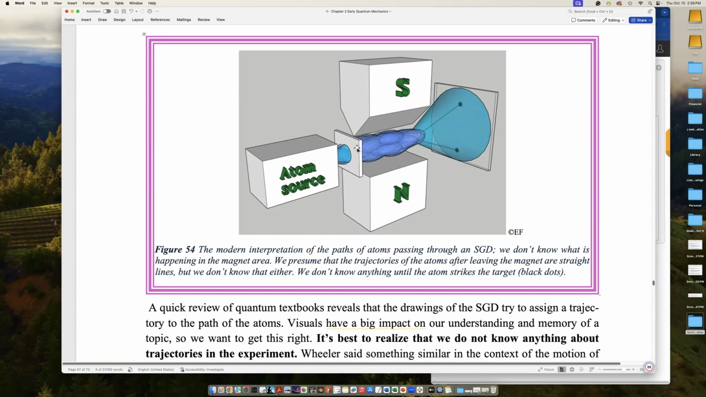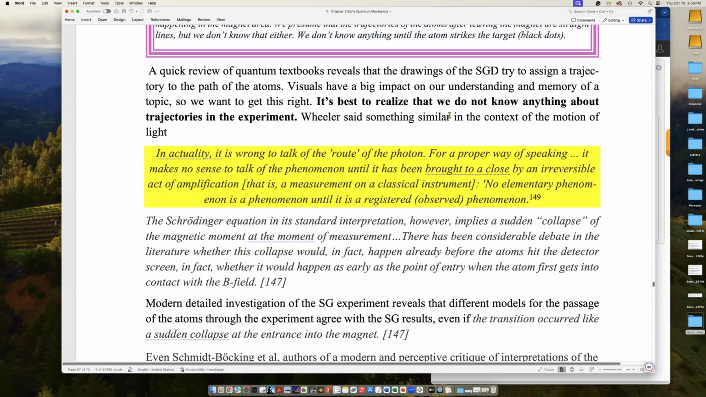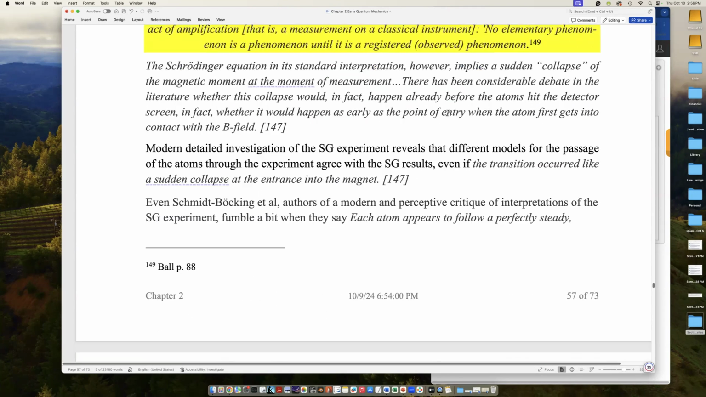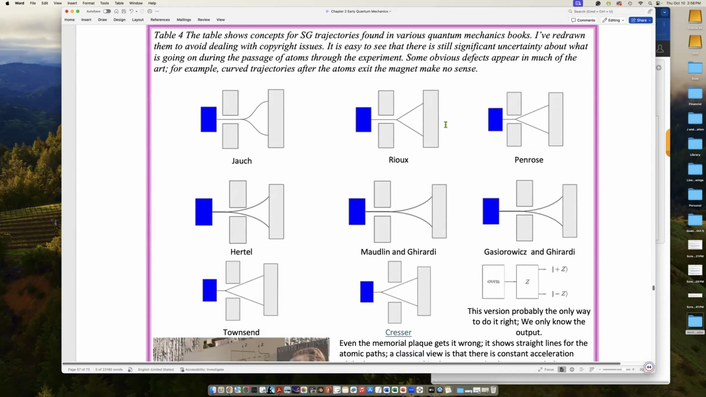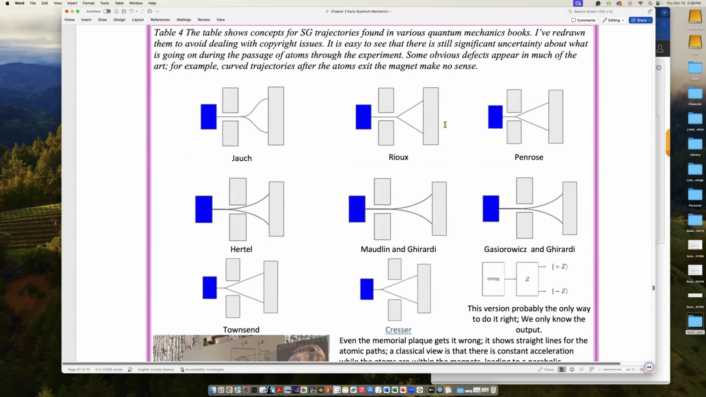There's no way to know what's happening in this interim. And in fact, professional physicists don't understand this at all. Let me convince you of this. You see these little cartoons I've drawn? They come from a dozen or so physics books.